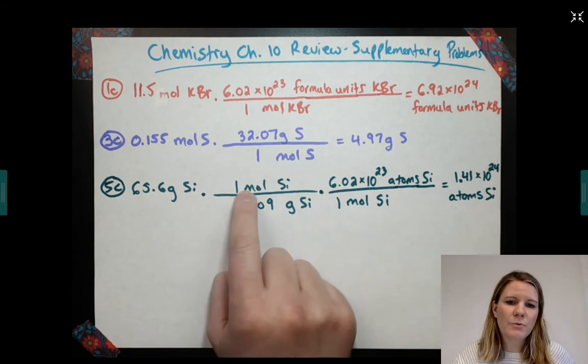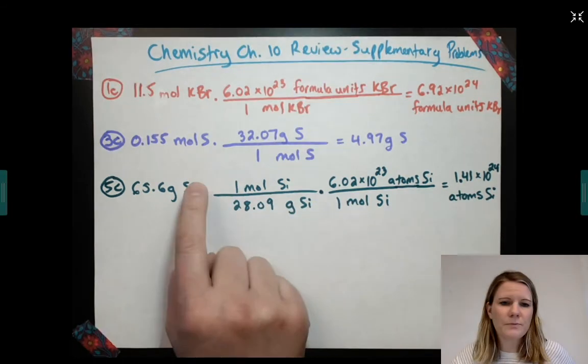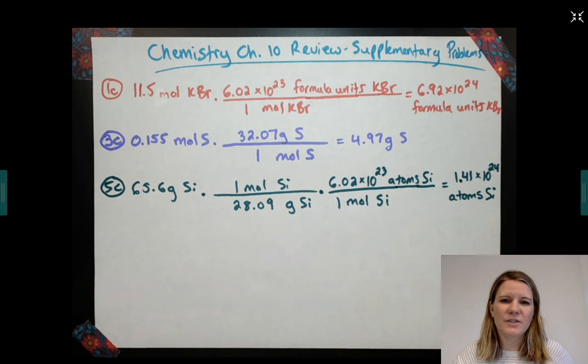Use parentheses around denominators when you need to. I like to multiply first, then divide. I just feel like that avoids a lot of mistakes with this kind of stuff. All right, so this was a 2-step problem.